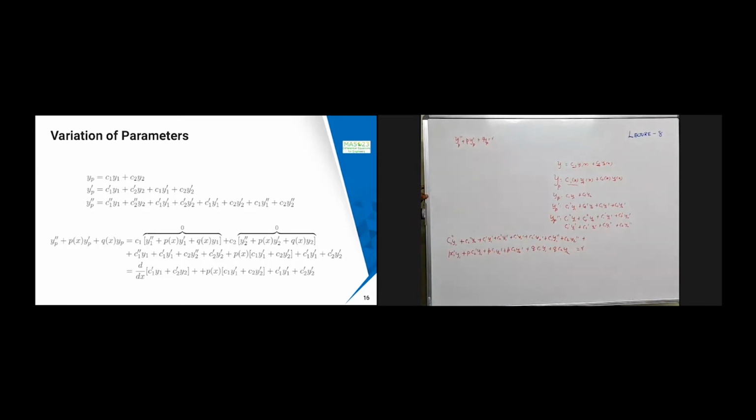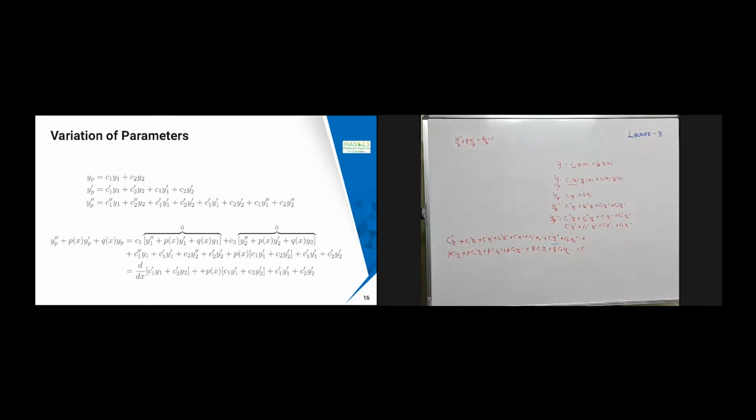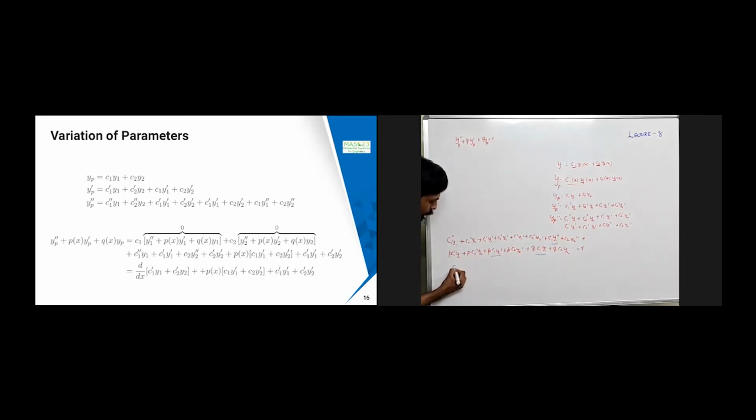Now I'm going to simplify this a little further. I'm going to collect the c1' terms, the common c1 terms. First I'm going to take this one, and then this one, p c1 y1', and then this one. So I'm going to have c1 into y1'' plus p into c1 y1'. c1 I have already taken out, so this is going to become p y1' plus q y1.